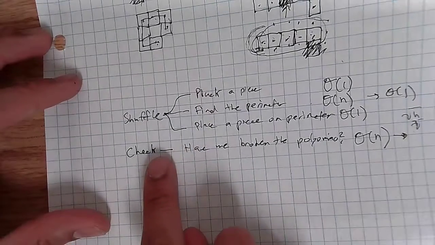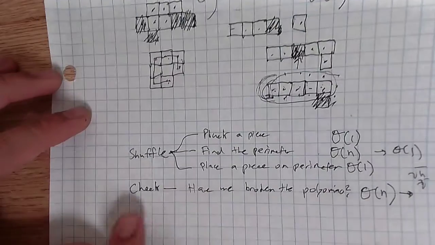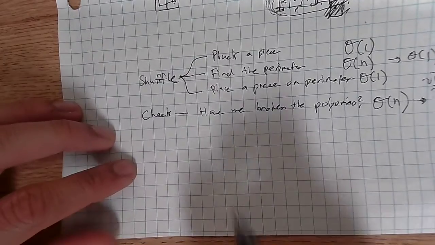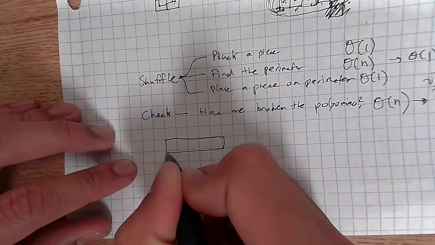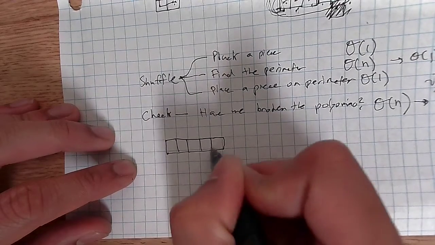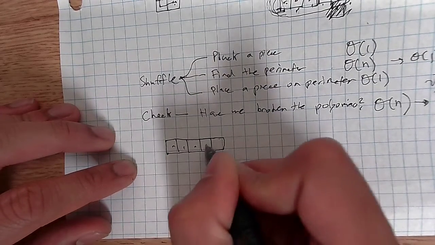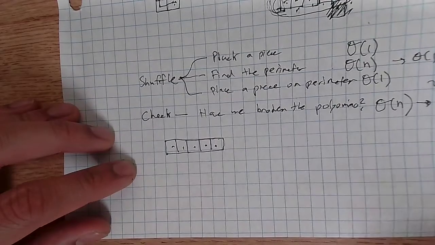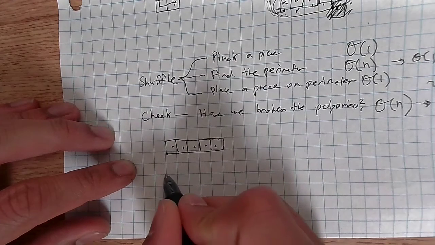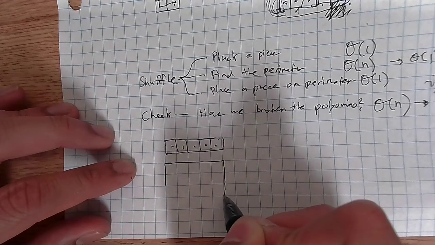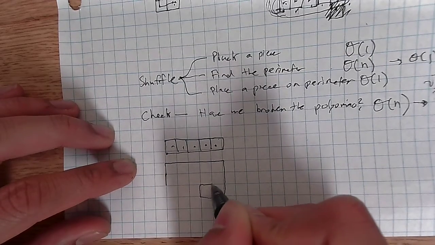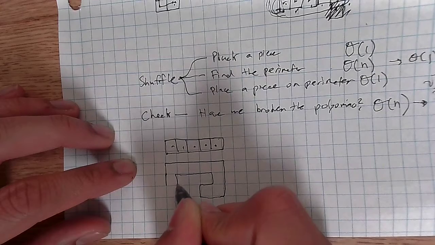Okay, let's talk about how we check the validity. We've talked about shuffling. Let's talk about how we check. So to check the validity of a polyomino, let's draw a couple of different polyominoes. We'll draw some that are valid, like this one. And then we'll draw some that are invalid. So this is valid. Let's draw another valid one. Let's draw a ring. Or let's draw a broken ring, like this. So it's going to go right up to here, and then we break that ring, and then we do the same thing.